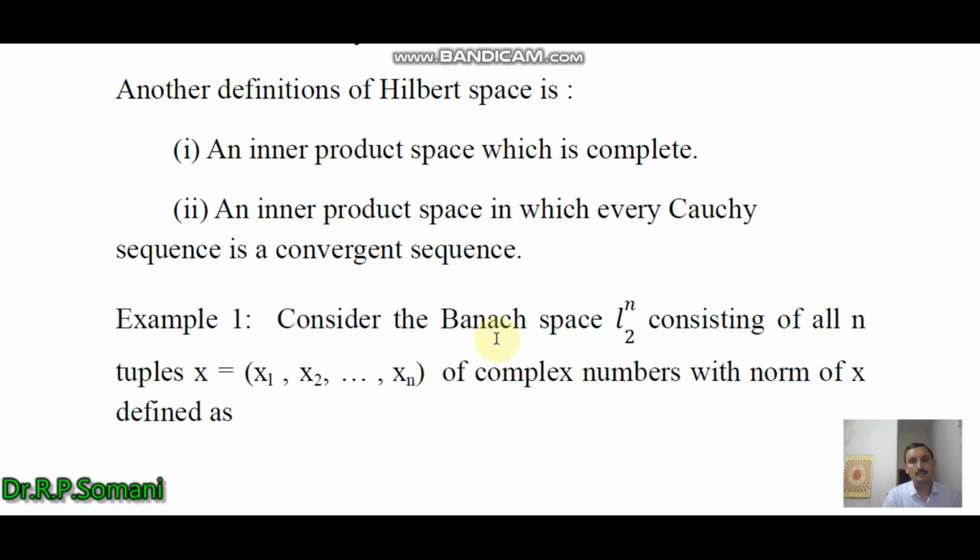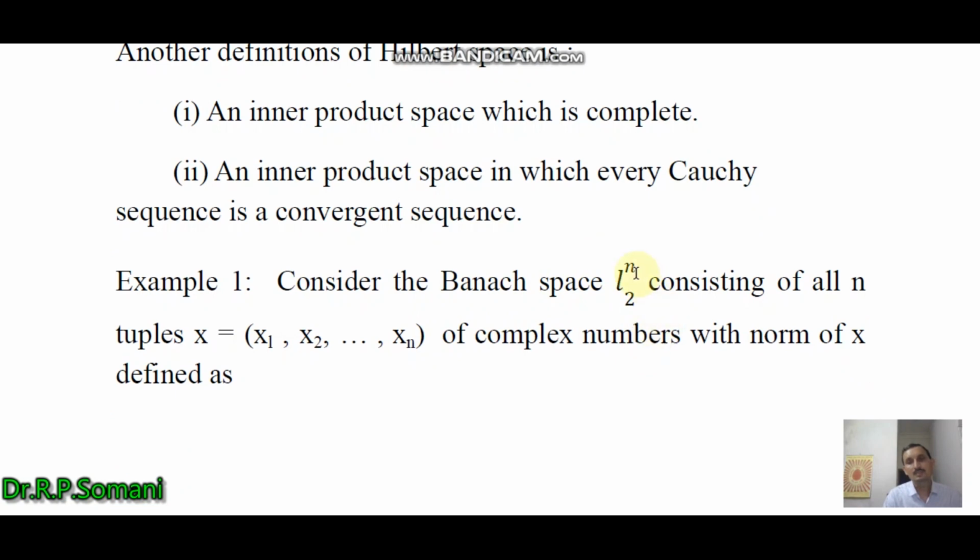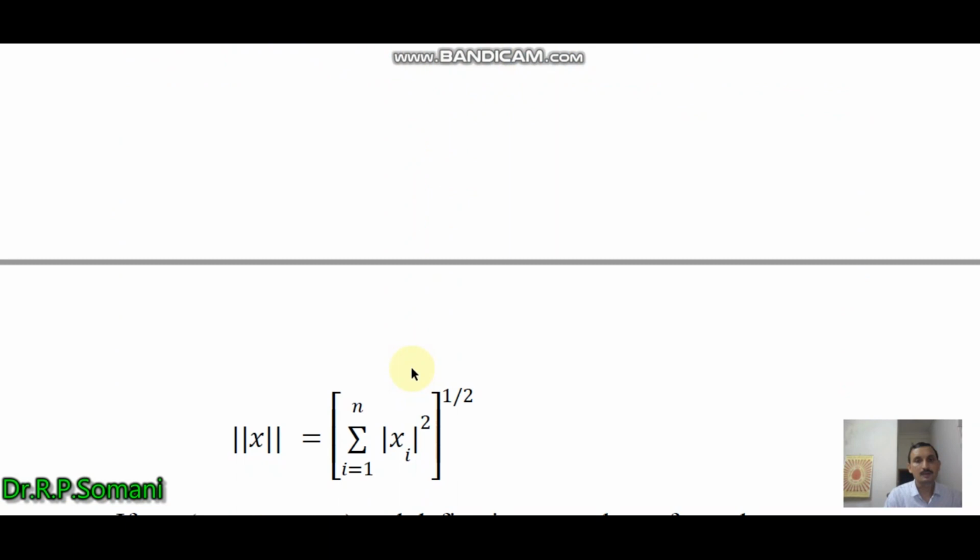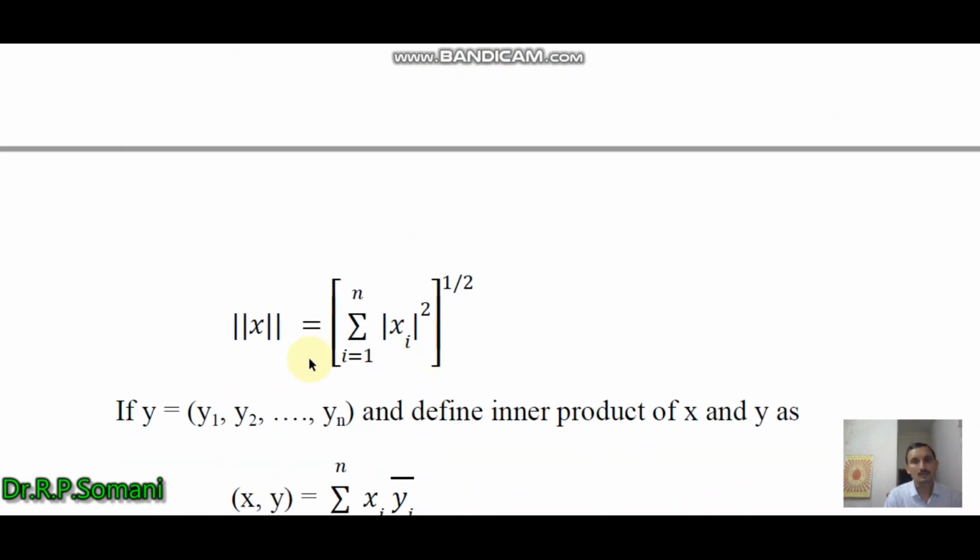So consider the Banach space L2n. Here the elements of this L2n are n-tuples x equal to x1, x2, ..., xn of complex numbers, with the norm defined as norm of x equal to the summation, i varying from 1 to n, of modulus of xi square, whole to the power 1 by 2.